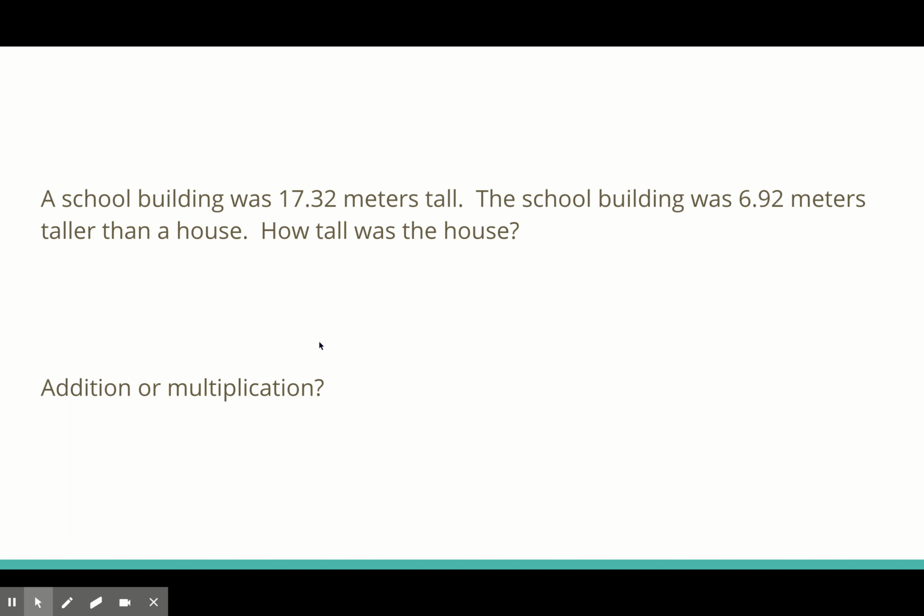That's right. It is an addition sentence. That might not be the operation we use, but that is definitely the type of sentence it is. Next up, we need to figure out what's taller, this house or the school? Well, if we look at this sentence, it should give us a clue. That's right. The school was taller. So when we draw our addition sentence, it should look like this.